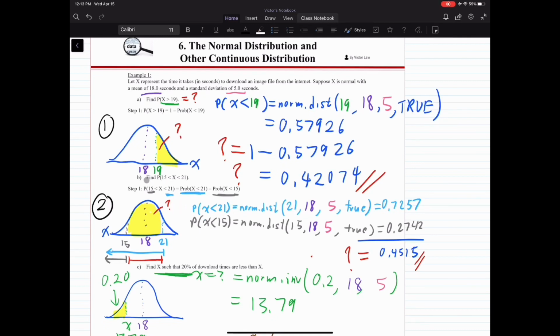And when you're looking for the probability between two numbers, what you need to do is find the probability to the left of the first number, and then the probability to the left of the second number, and then you subtract them, and that will give you the probability between the two numbers.